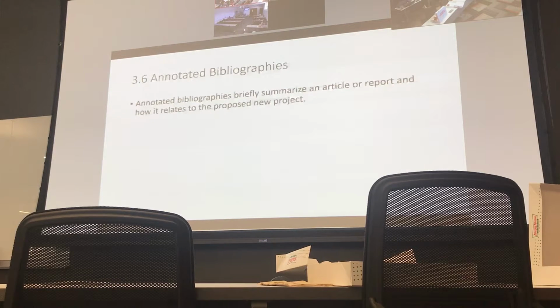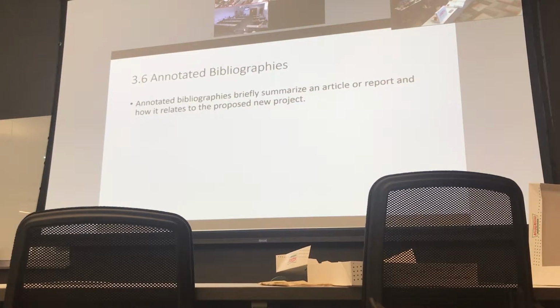There's another component of systematic or literature reviews: an annotated bibliography. Annotated bibliographies, I need to slow down. All right, so an annotated bibliography, or AB, briefly summarizes an article or report and how it relates to the proposed new project. Annotated bibliographies are usually done by researchers, right?